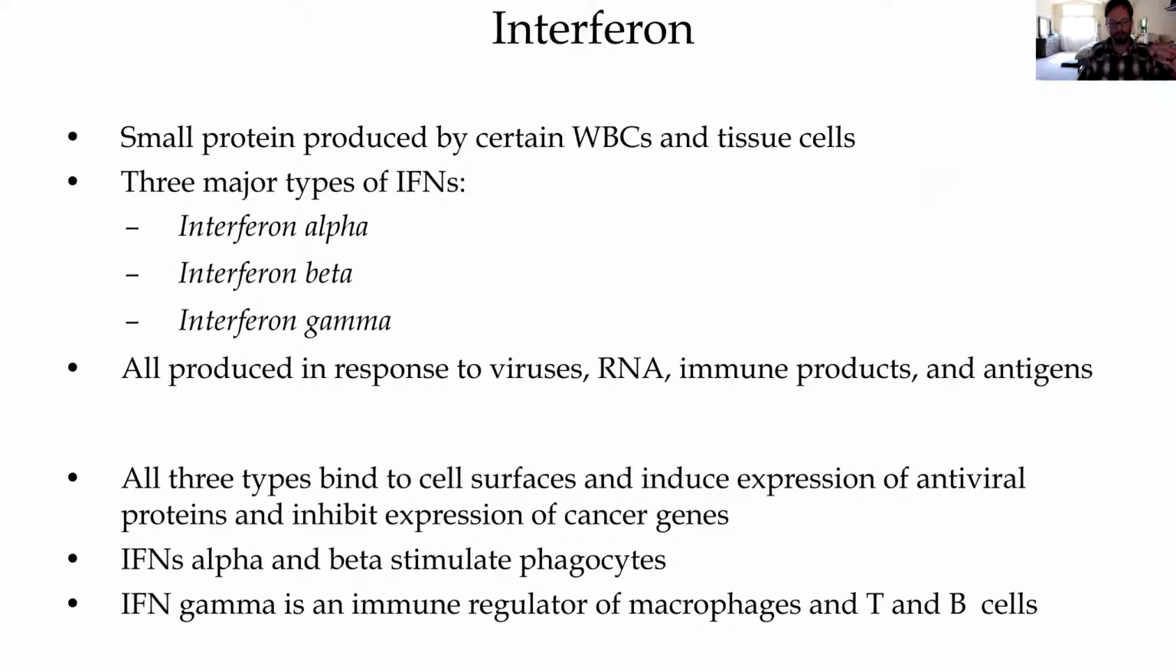So when an infection has been detected, the white blood cells are going to produce interferon alpha, interferon beta, and interferon gamma. And these are going to be primarily in response to viruses, to viral infection. But it can be triggered in response to other things as well. But these are the major players for viral infection.